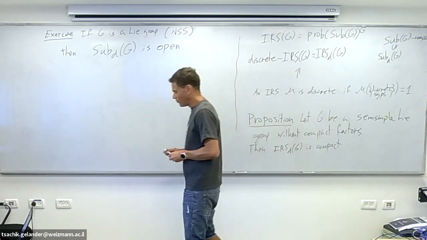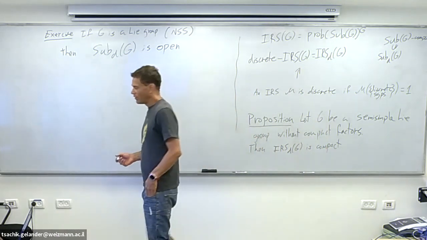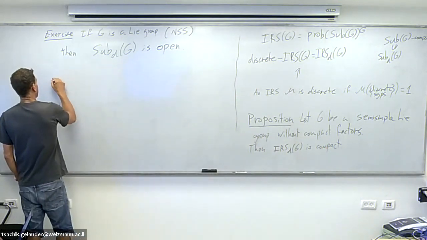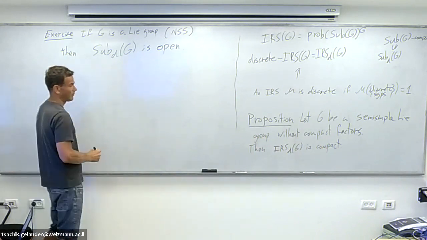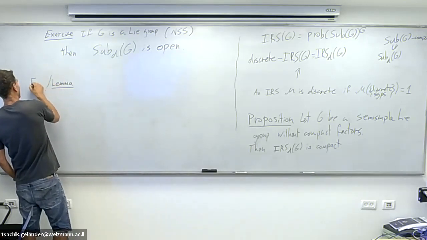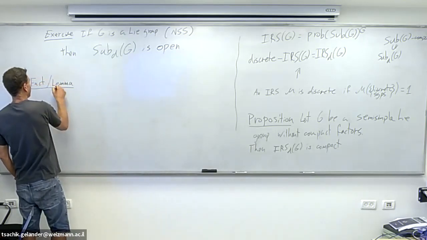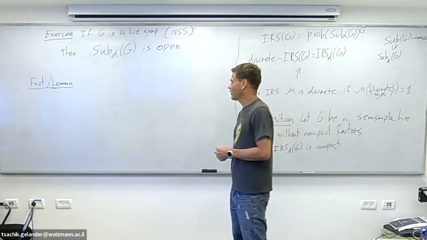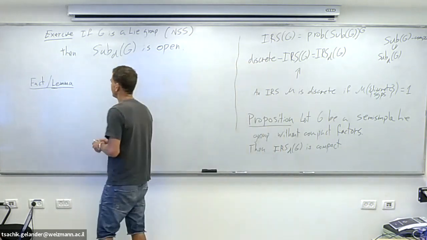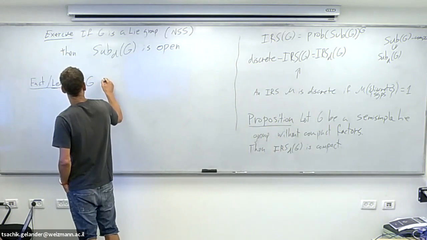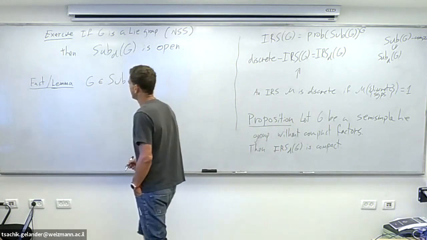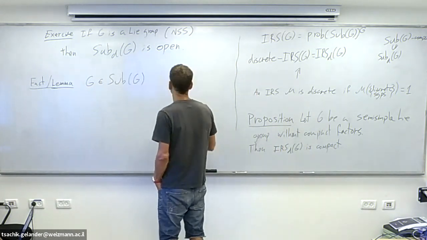Another result that I want to use is the following. I call it a lemma or fact, I don't know, because I'm not going to prove it. For some of you, I think it's an exercise, but you need some structure theory. So G inside the space of closed subgroups is an isolated point.